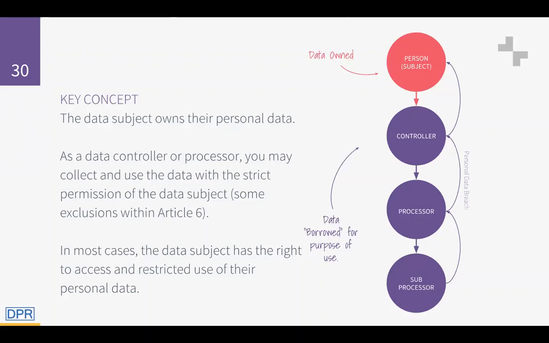So if you're going to be using it for email marketing and you're going to be giving it to a processor who does that for you, then you need to be very clear about that. And the system works that if there is a data breach of any kind, it goes back up the chain. Ultimately the controller is responsible for that, and the controller should be making sure that any of their processors are abiding by the GDPR.